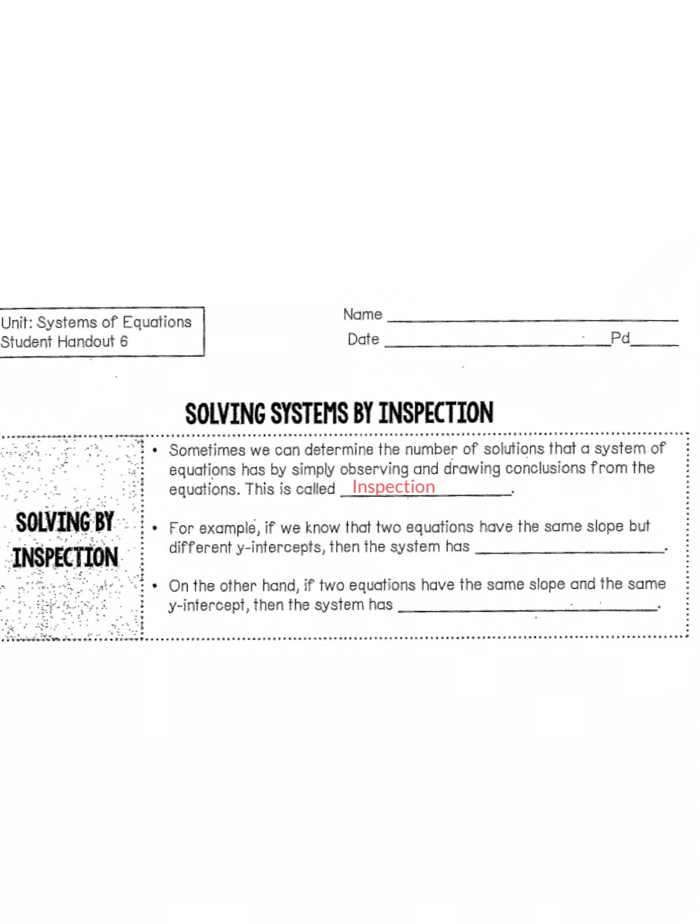For example, if we know that two equations have the same slope but different y-intercepts, the system has no solution. And if it has no solution, we know that the lines are parallel. On the other hand, if two equations have the same slope and the same y-intercept, the system has infinitely many solutions. That means that it's the exact same line.